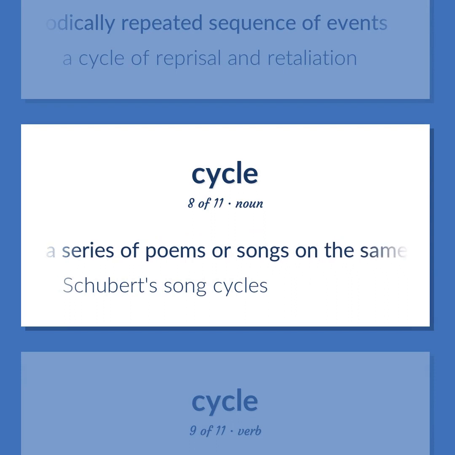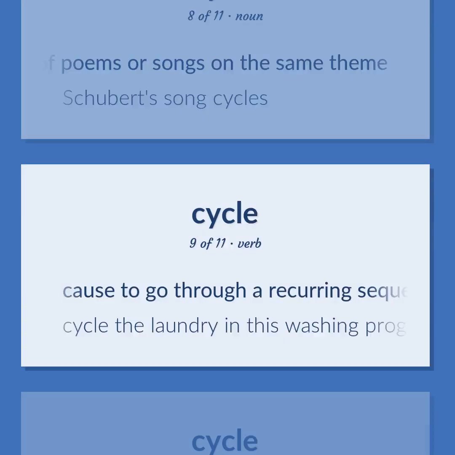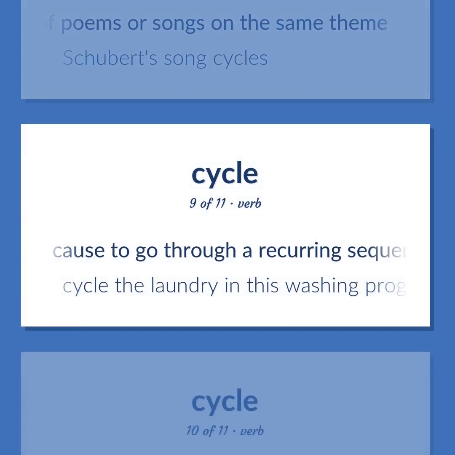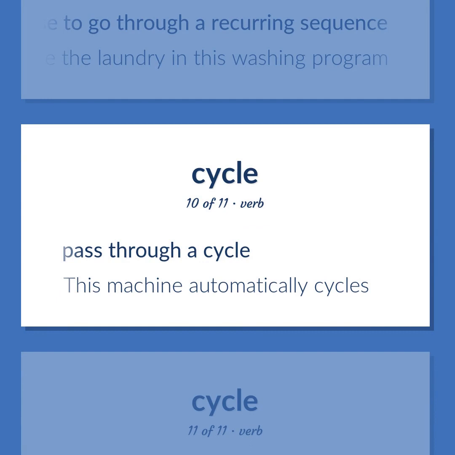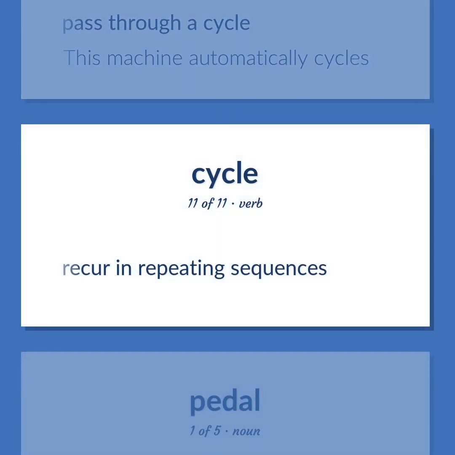A series of poems or songs on the same theme. Schubert song cycles. Cause to go through a recurring sequence. Cycle the laundry in this washing program. Pass through a cycle. This machine automatically cycles. Recur in repeating sequences.